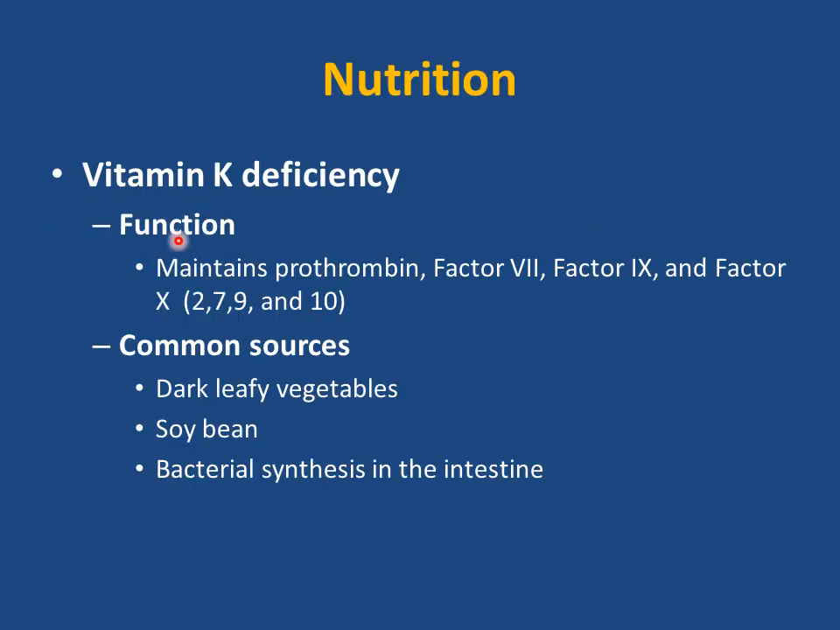The function of vitamin K is to maintain prothrombin, factor 2, and factor 7, factor 9 and factor 10. The common sources of vitamin K are dark leafy vegetables, soybean, and bacterial synthesis in the intestine.